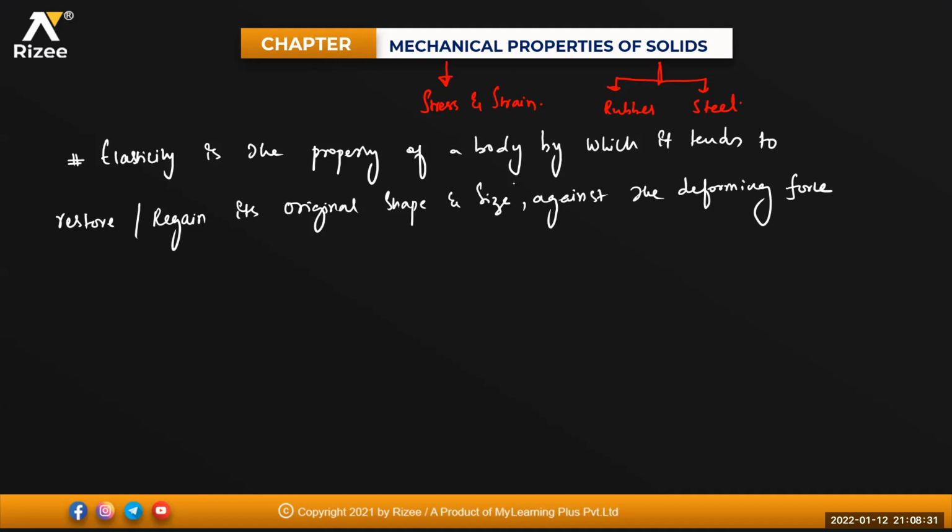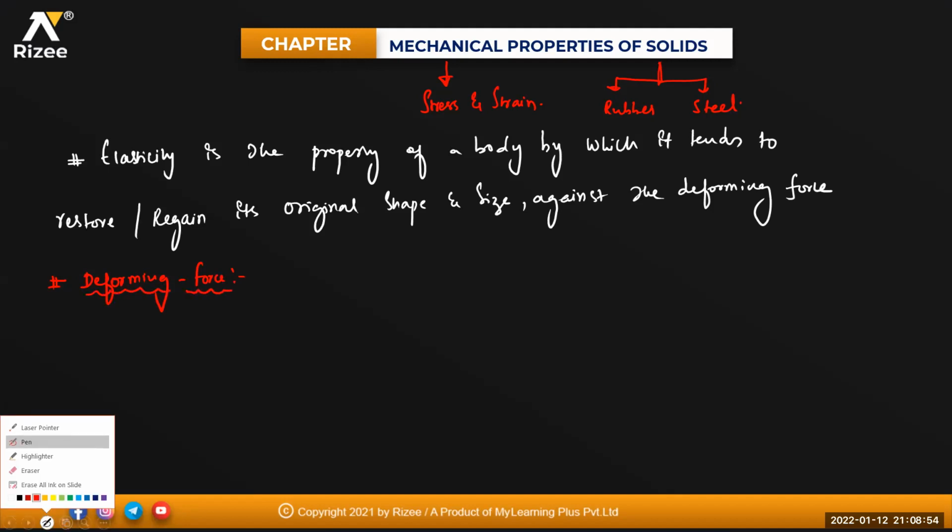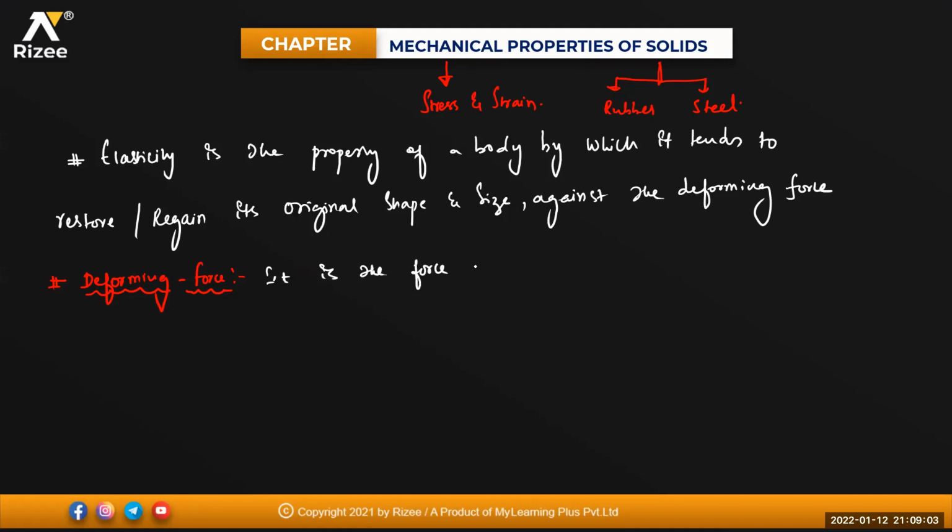Very good. So elasticity is the property of a body by virtue of which it tends to restore or regain its original shape and size against the deforming force. Now let us try to define what exactly is this deforming force. When you apply certain force, if the body is changing shape, that type of force is called a deforming force. It is the force that causes deformation. Deformation means change in the structure or shape.